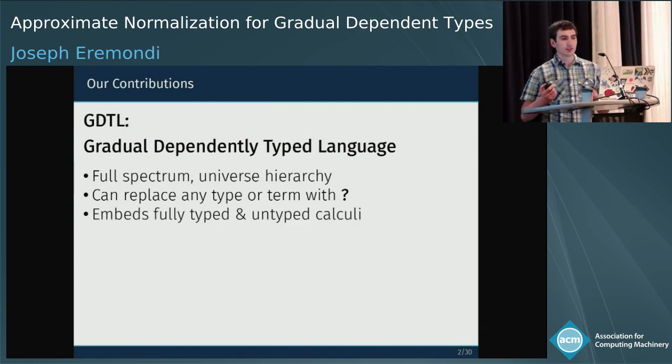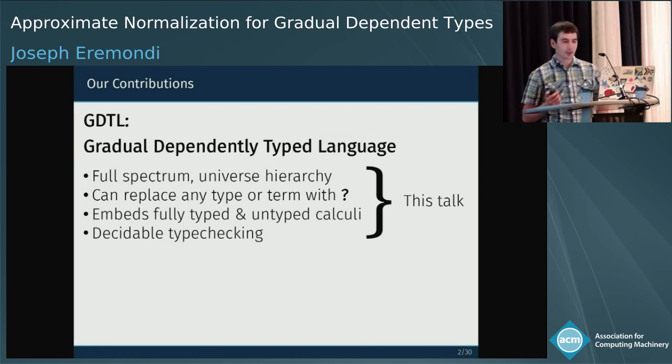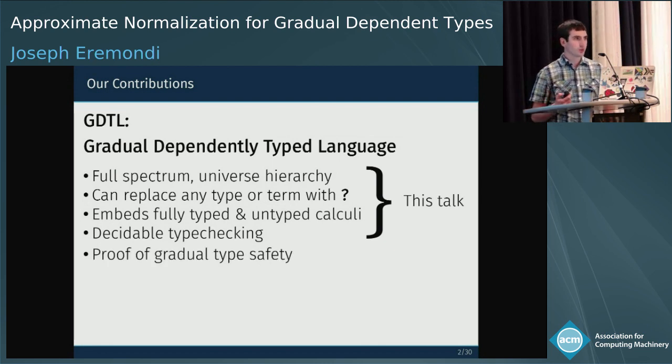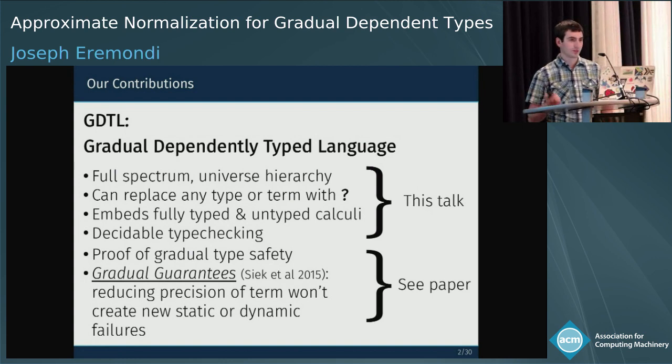And it embeds fully a dependently typed calculus, but you can go all the way down to an untyped calculus and anything in between. And really the key contribution of our paper is we showed how to keep decidable type checking when you have this sort of system. So that's what I'm going to talk about in this talk. We also have a proof of gradual type safety, and we support the gradual guarantees so that you can smoothly transition between various levels of typedness, and if you're interested in that, see the paper.